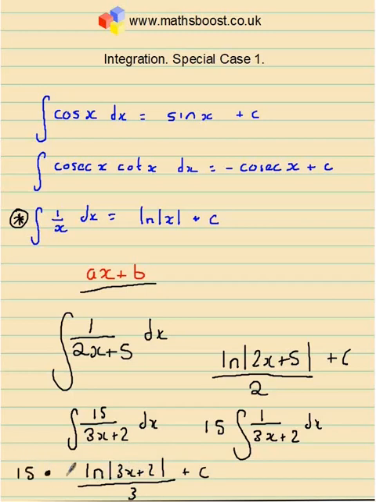We can tidy this up. 15 divided by 3 is 5. And so we end up with 5 natural log 3x plus 2, and then plus the c. So whenever you come across integration, be on the lookout for this situation, and be fully conversant with this rule.